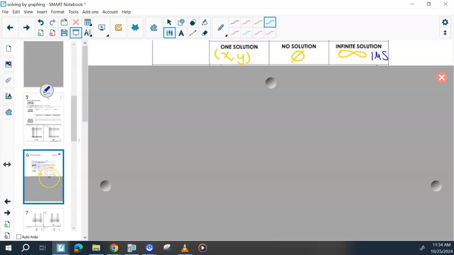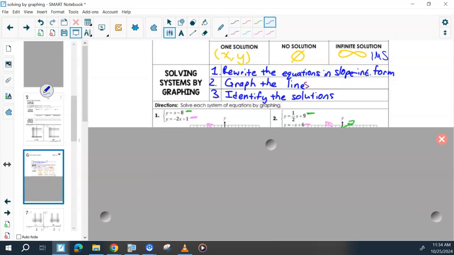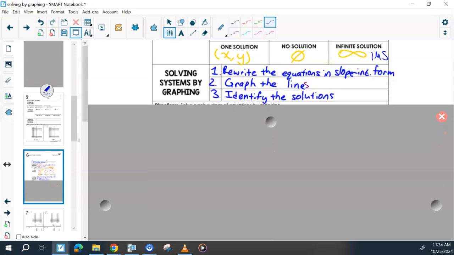I forgot it had the steps, if you want these steps, to solve a system, we're going to rewrite the equations in slope-intercept form if they're not already. We're going to graph the two lines and then identify the solution. Now you could identify the solution from the equations, but you still have to graph the lines.